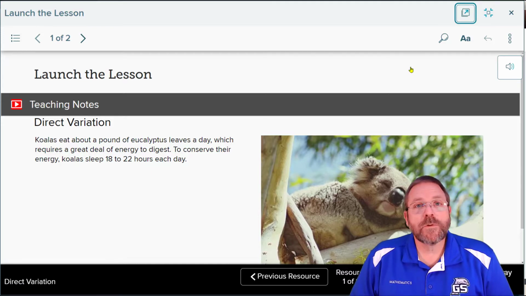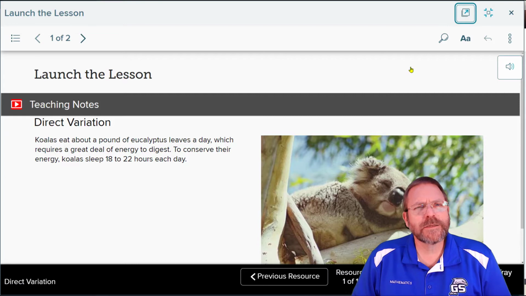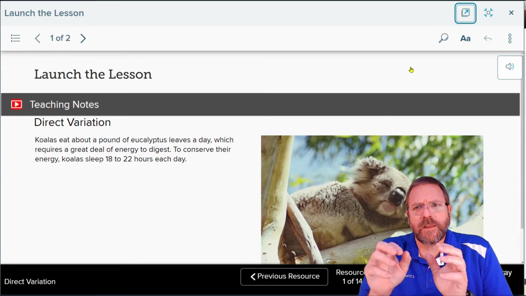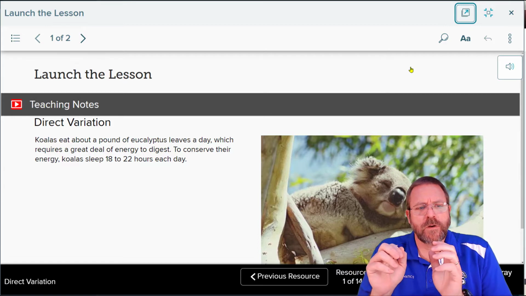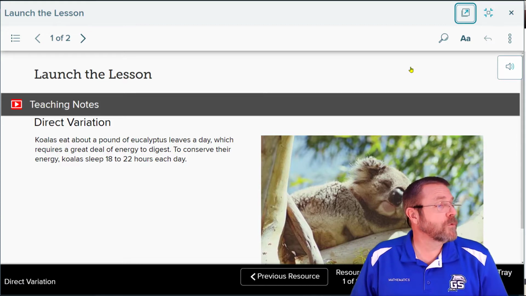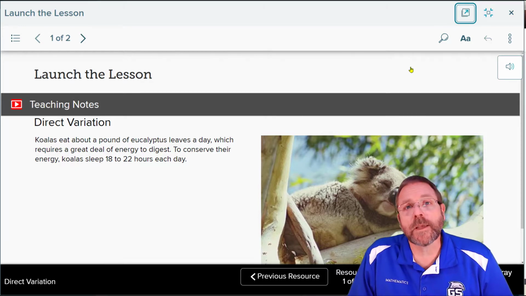Koalas, those cute little fuzzy bears, eat a pound of eucalyptus leaves a day, which requires a great deal of energy to digest. Now stop and think about this. They eat leaves for energy, but it requires a lot of energy to digest the leaves they ate. Okay, fine, whatever. To conserve their energy, koalas sleep 18 to 22 hours a day, kind of like some of you teenagers would like to do.